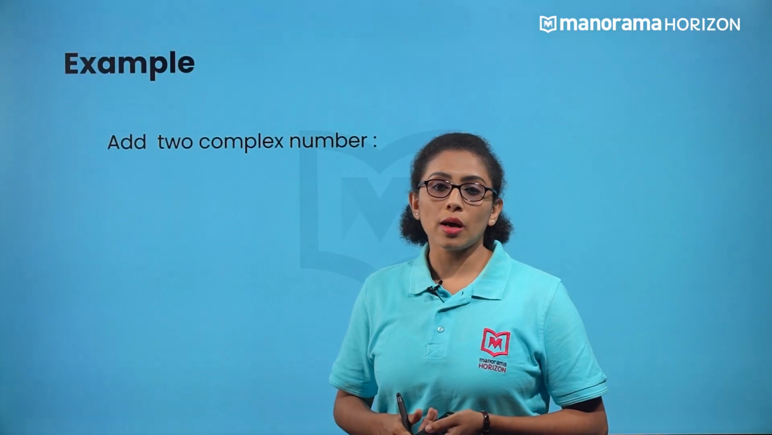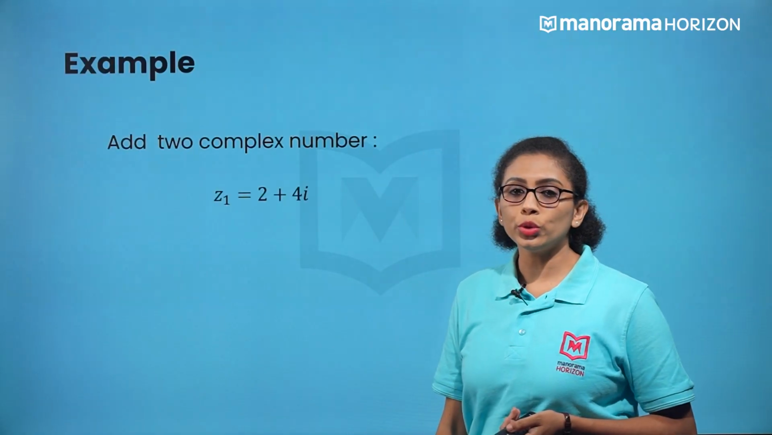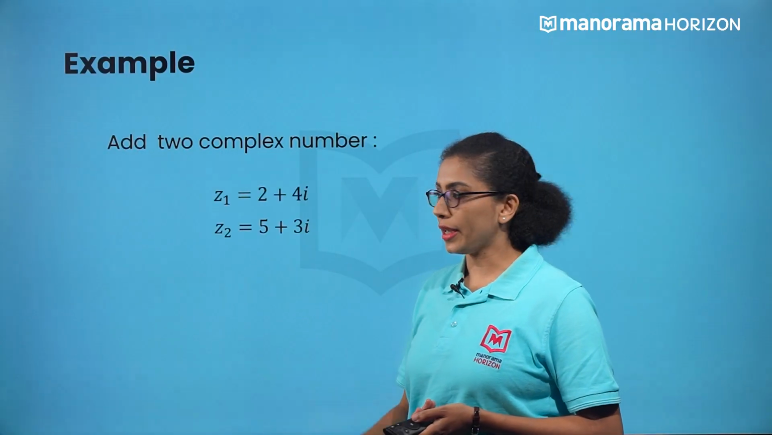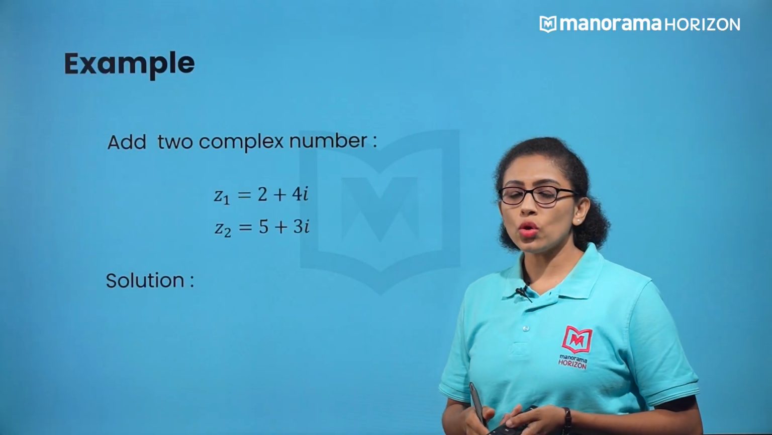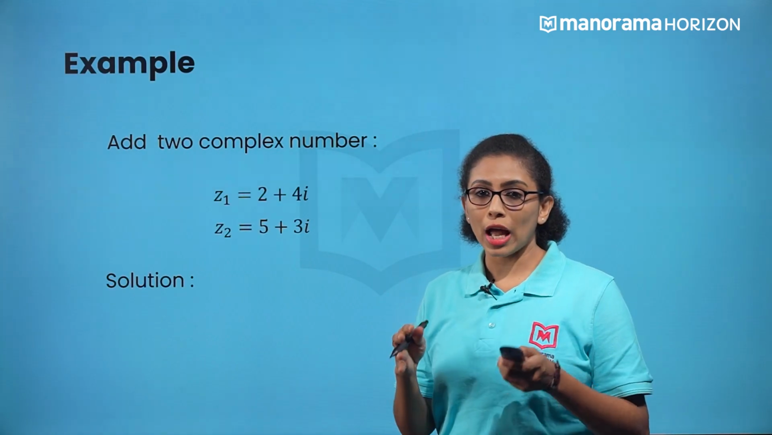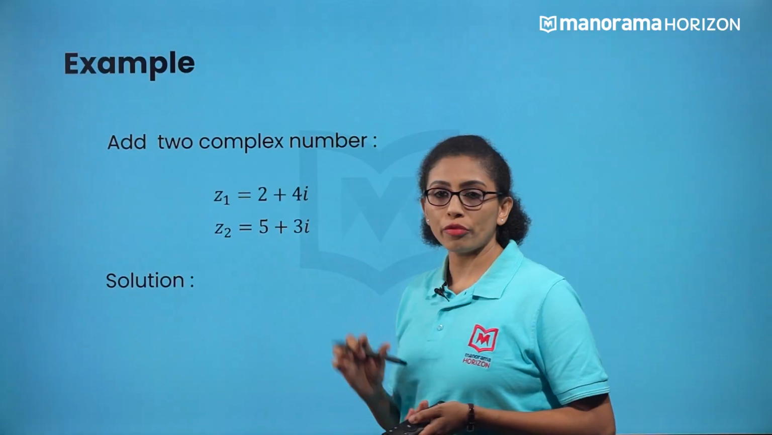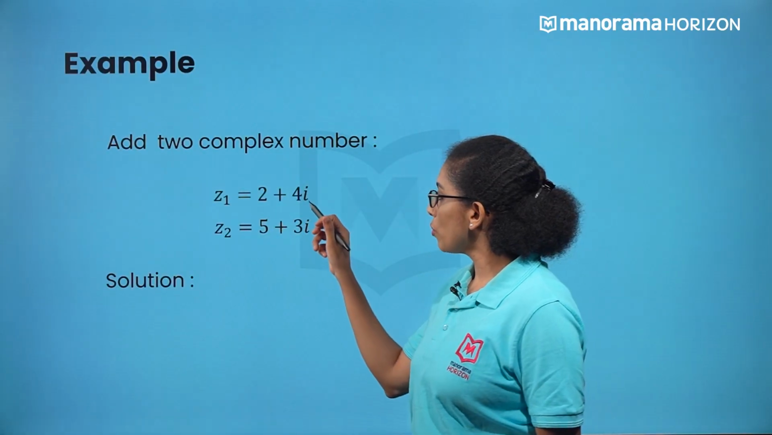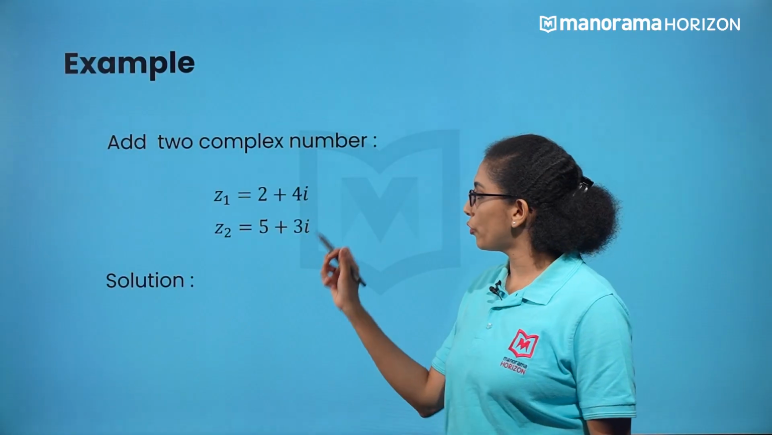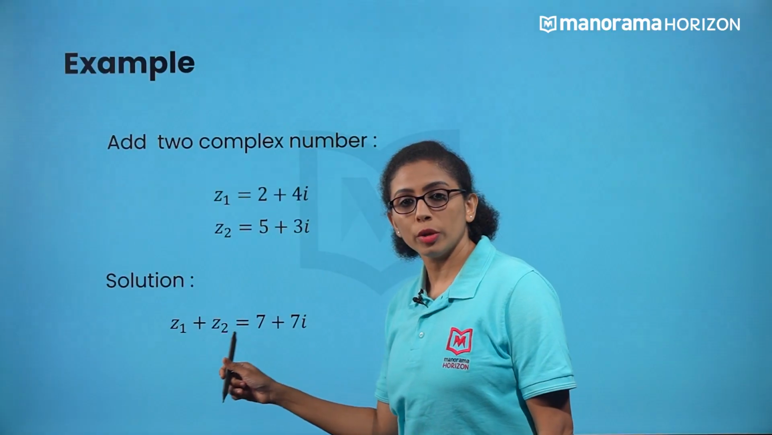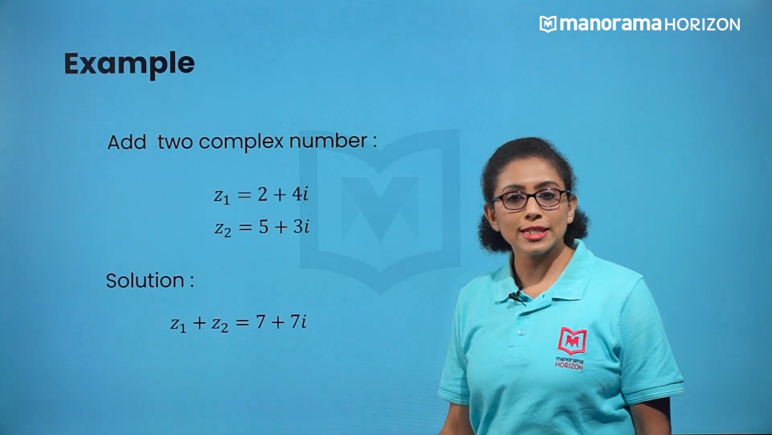Alright, let's see one example. Add two complex numbers. z1 is equal to 2 plus 4i. z2 is equal to 5 plus 3i. Let's see the solution. So, in order to find the sum of these two complex numbers, what we have to do? We have to take the sum of real parts. We get 2 plus 5, that is 7. Now, the sum of imaginary parts, again we get it as 4i plus 3i, that is 7i. So, our z1 plus z2 will be equal to 7 plus 7i.